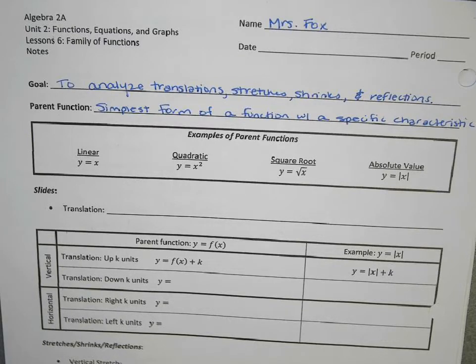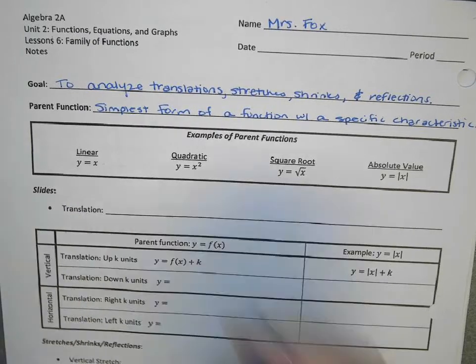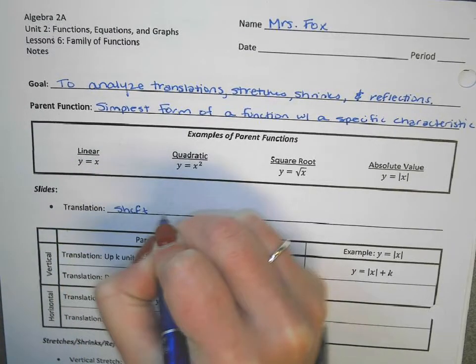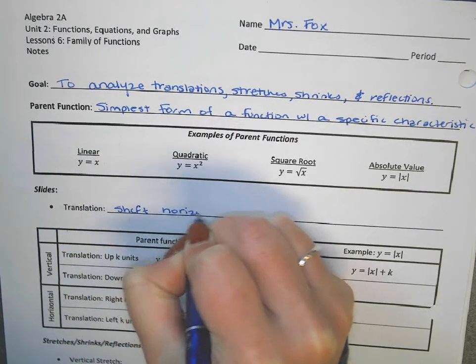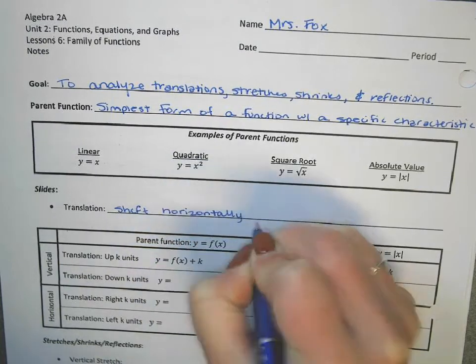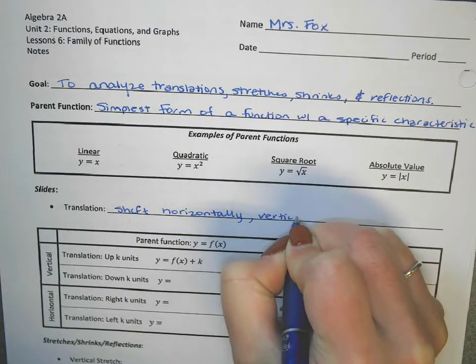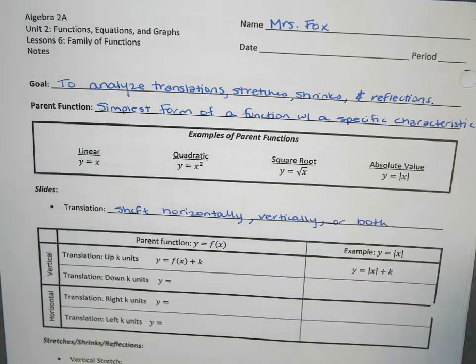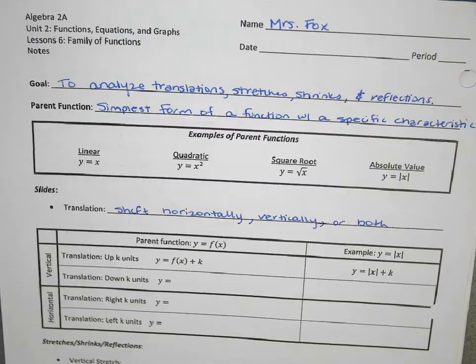A translation can just shift a graph. You guys learned about translations in geometry. It can shift horizontally, vertically, or both. It could be a combination of horizontally and vertically. Okay.